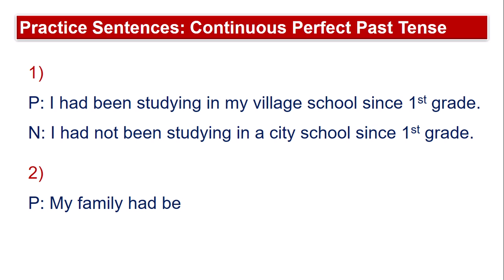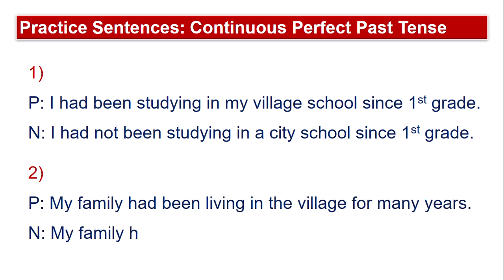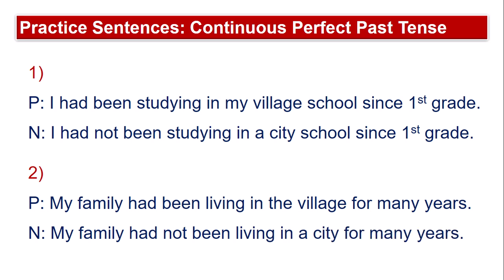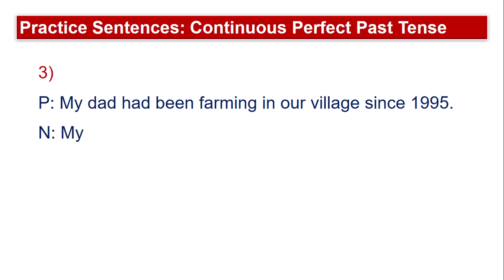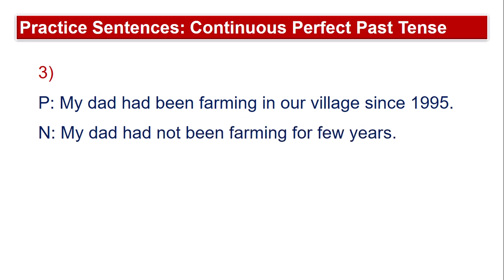Second sentence, my family had been living in the village for many years. So here many years is a duration and therefore for has been used. My family had not been living in a city for many years. So here I am talking about my family history or background. My dad had been farming in our village since 1995. My dad had not been farming for few years only. So that's the way we communicate using the positive and negative sentences both.